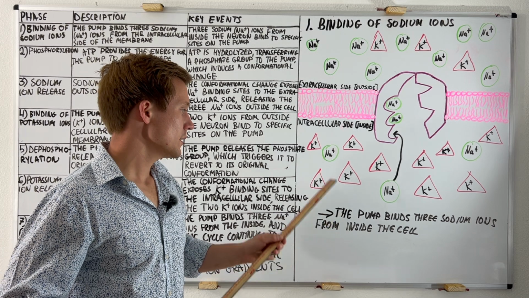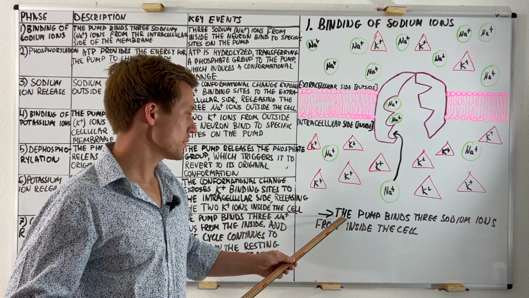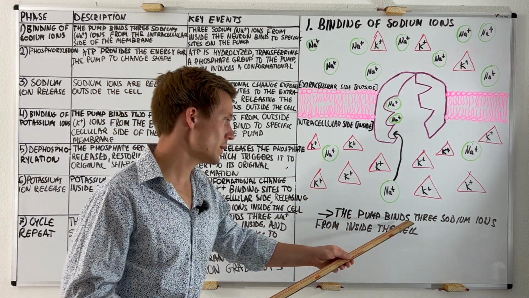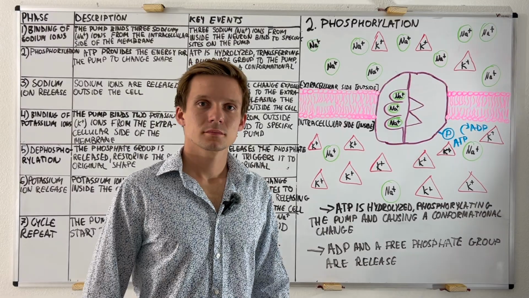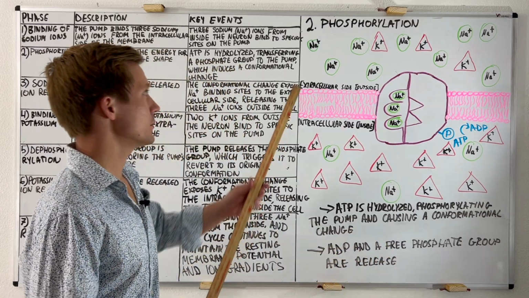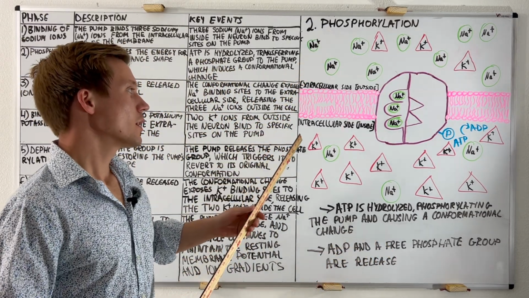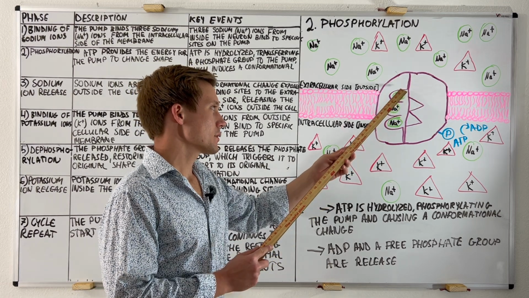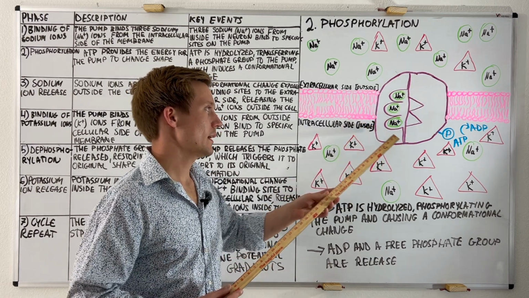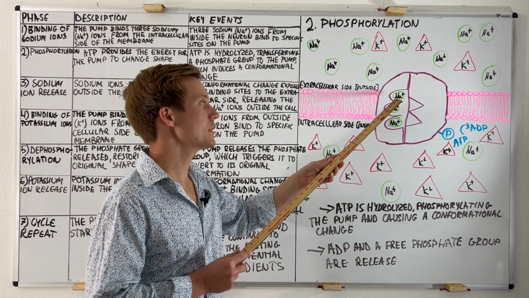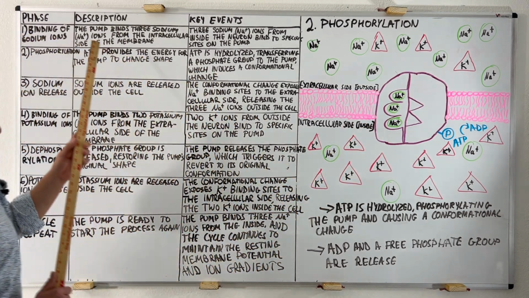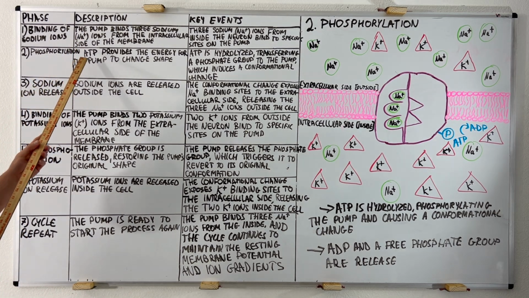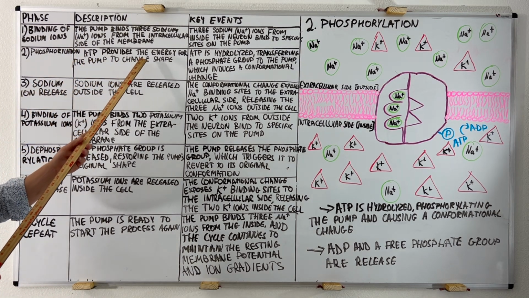And so the key note from this specific phase is that the pump binds 3 sodium ions from inside the cell. The second step will be phosphorylation. So as you guys have noticed, the sodium-potassium pump is now closed and it has the 3 sodium ions within it. And so for step 2, phosphorylation, ATP provides the energy for the pump to change shape.